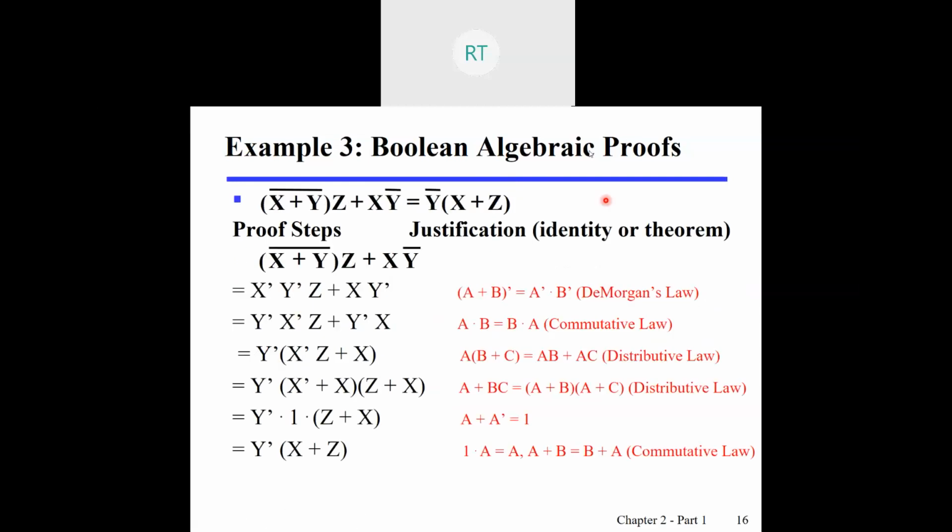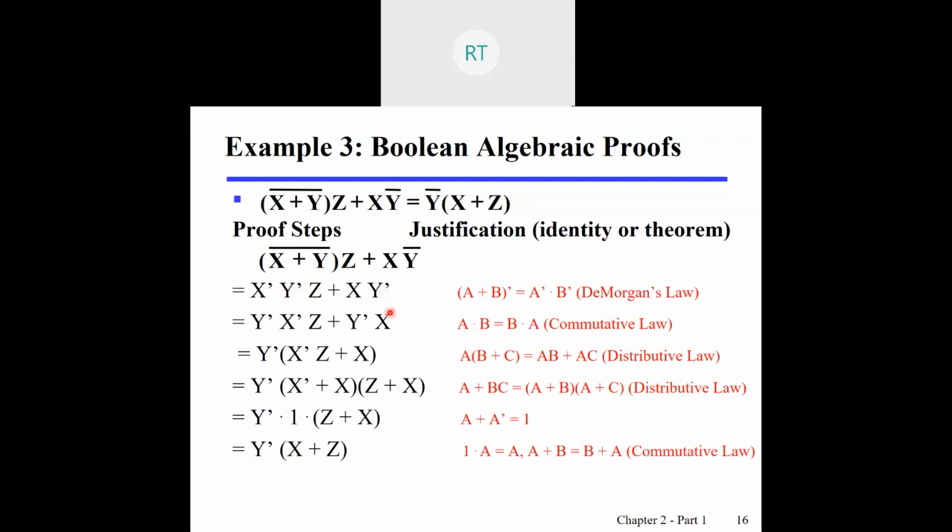We will prove this now, so be careful. We will be doing x plus y bar and z plus x y bar. We want to prove that it is equal to y bar into x plus z. So we want to start from here and prove that it is equal to this. Okay? So I will start with x or y bar. The first thing that I should do is remove the bar. So x plus y bar, the whole bar, is equal to x bar and y bar. This is De Morgan's law. And you multiply it by z plus xy bar.